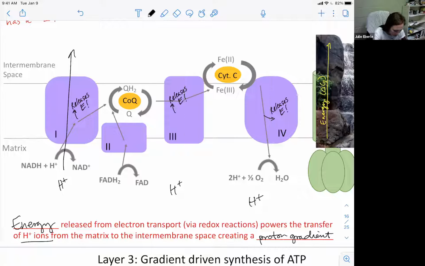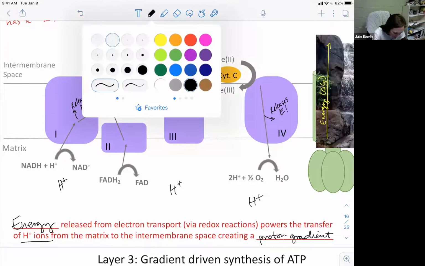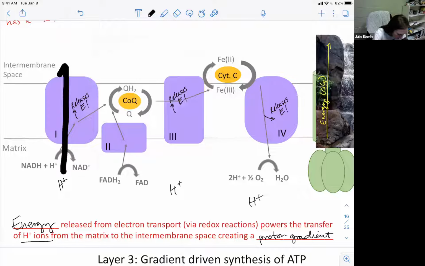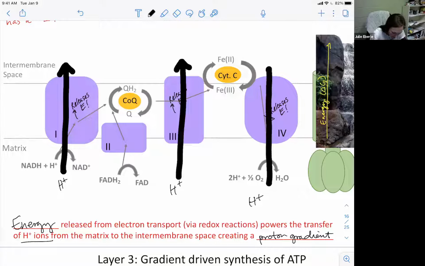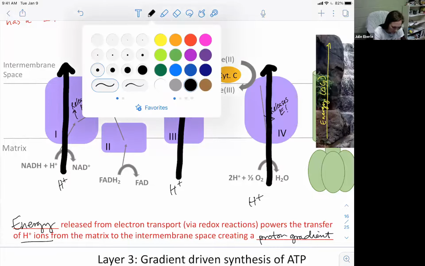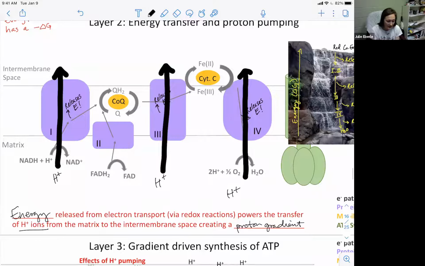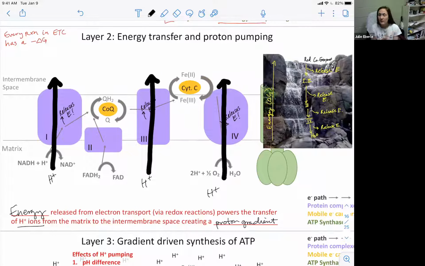I actually wanted to do this with a very thick line. Maybe that'll show up better. Okay, just like this. Back to here. Okay, and that's the end of layer 2. The movement of electrons is energetically favorable, releases energy, and then we pump the protons, I need to write H pluses over here now. It pumps these hydrogen ions across the membrane against the gradient.